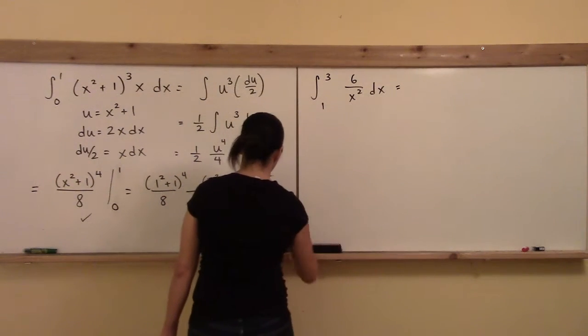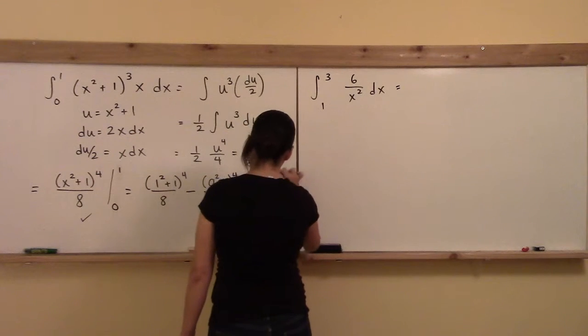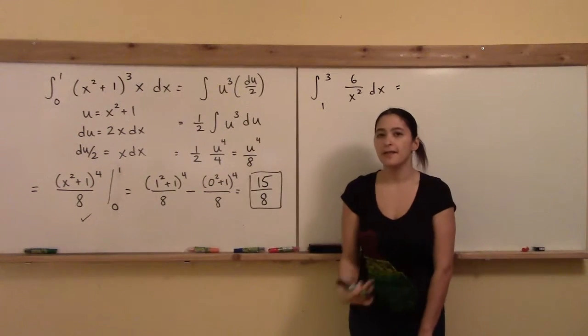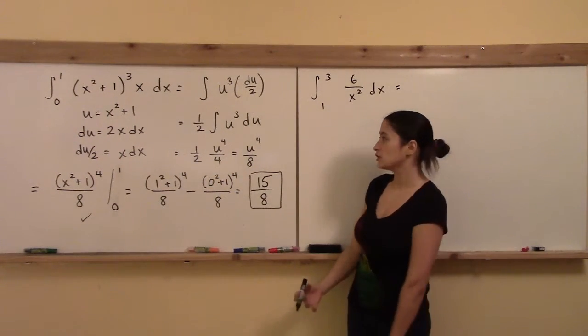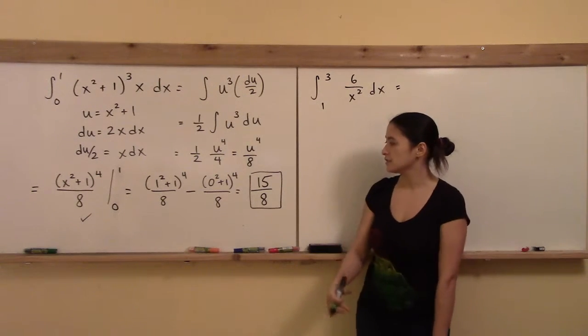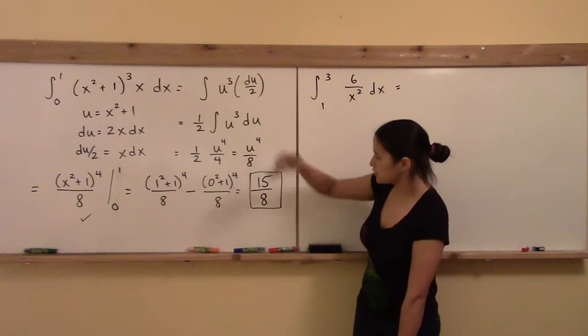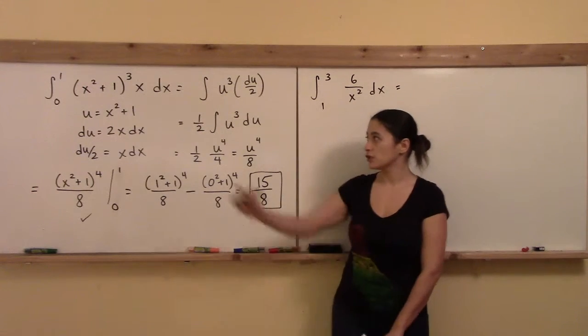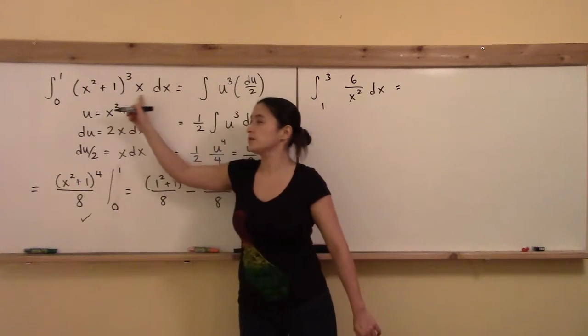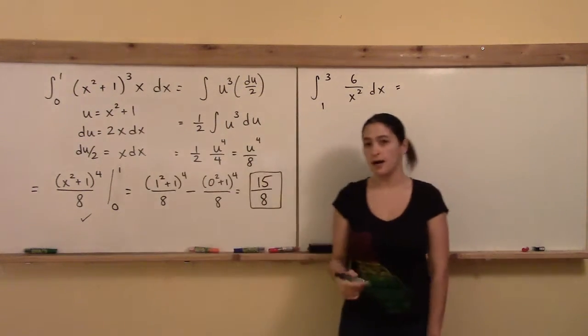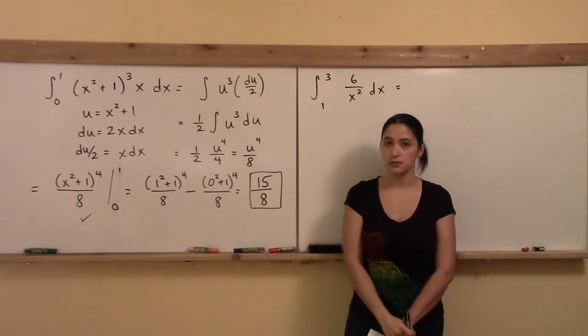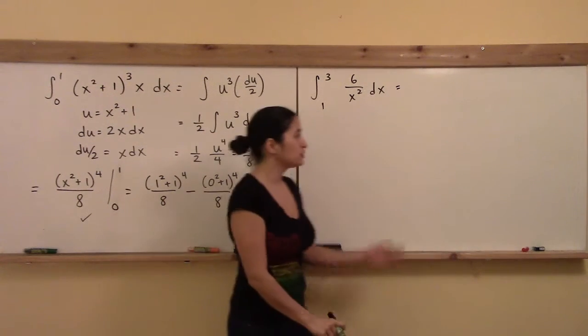And so we get 15 over 8. So the final value of this integral is 15 over 8, and that's the amount of area that's underneath the curve. Go ahead and graph it, and you'll see that corresponds to a certain amount of area between the curve in question. This is what you would be graphing if you want to see that, between x equals 0 and x equals 1. Okay, now let's try it again.